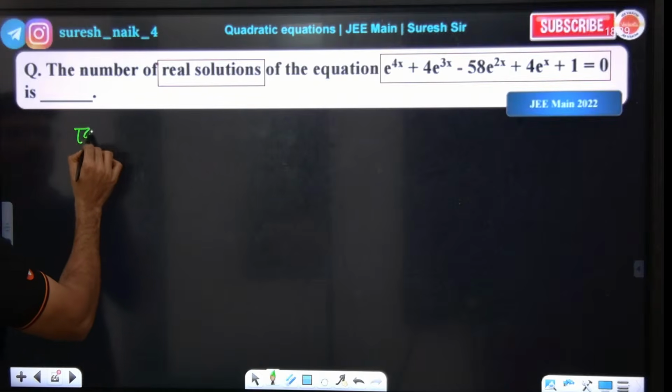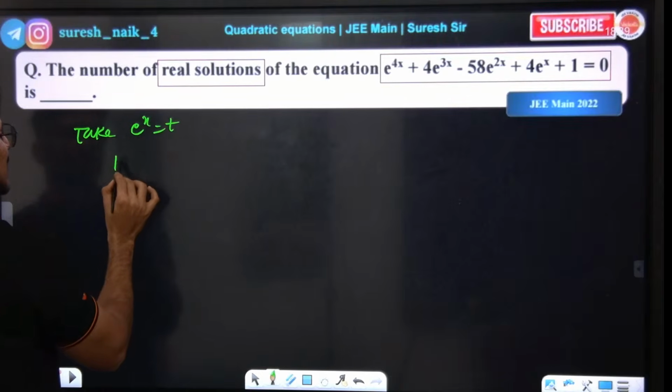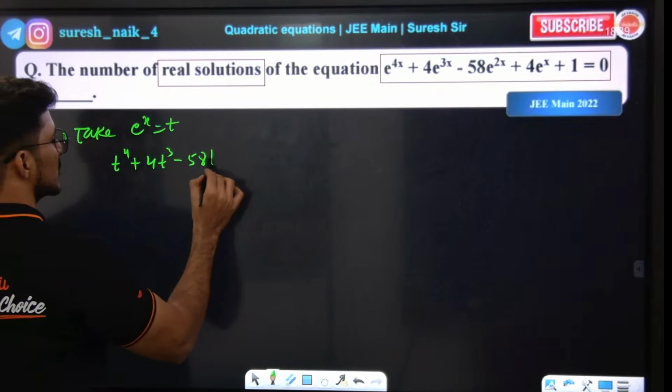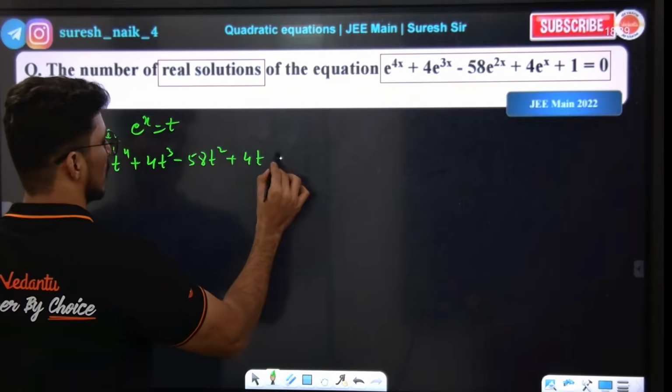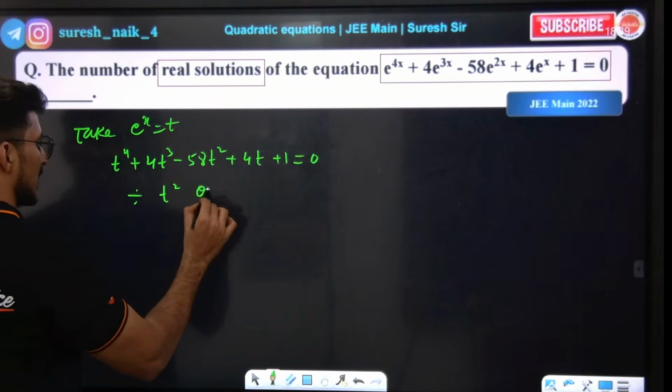Look at the board. Take e power of x is equal to t. Then it is going to be converted as what? By quadratic. So t cube minus 58t square plus 4t plus 1 is equal to 0. Or divide with t square on both sides.